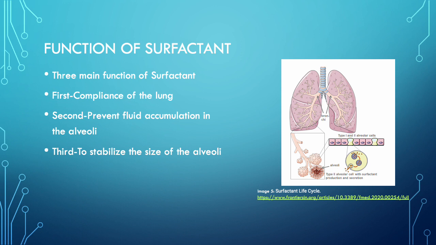There are three main functions of surfactant. The first is to increase the compliance of the lung. The second is to prevent fluid accumulation in the alveoli. And the third is to stabilize the size of the alveoli. To explain the first function, we need to understand that surfactant decreases the surface tension as well as lowers the tendency of the alveoli to collapse.